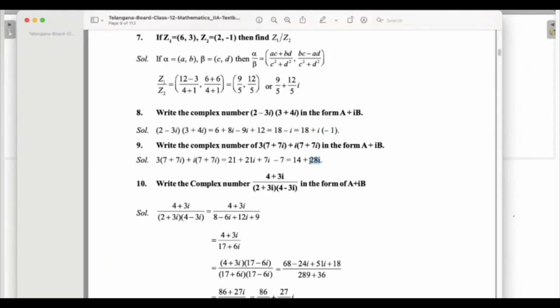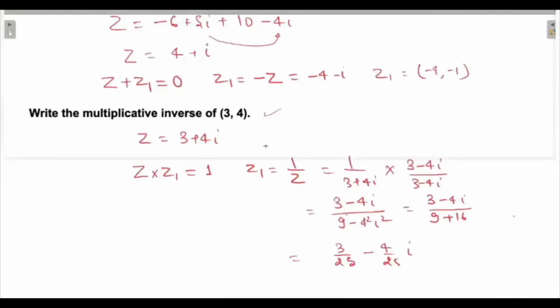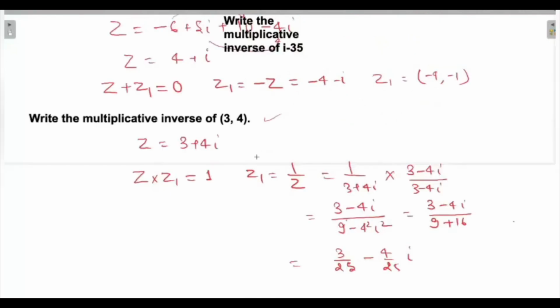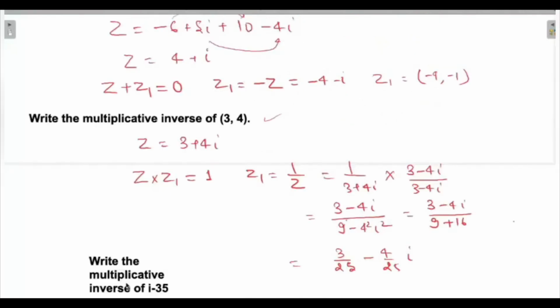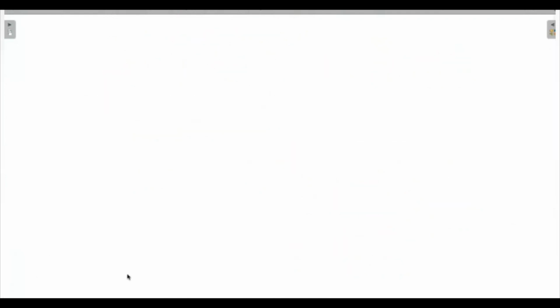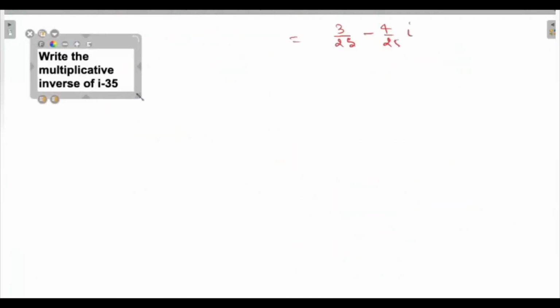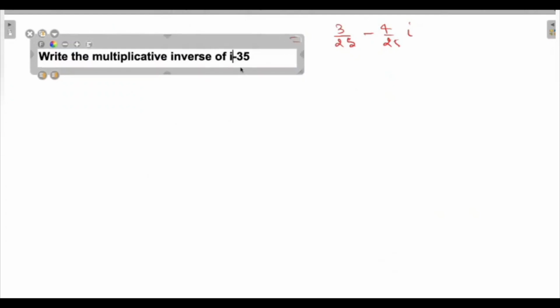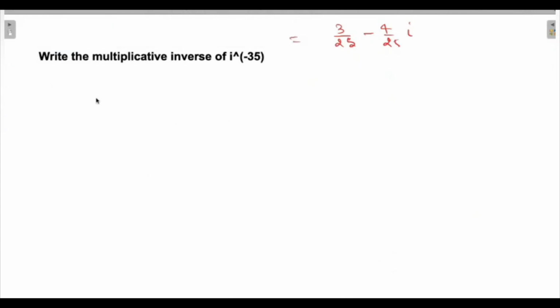Okay. Conjugate and modulus are not taught today, but for example, write the multiplicative inverse of i to the power minus 35. They're saying write the multiplicative inverse of it. So first of all, you have to get that complex number, then only you can write the multiplicative inverse of it. So the question here is: write the multiplicative inverse of i to the power minus 35. First of all, you have to solve i to the power minus 35. So what is i to the power minus 35?